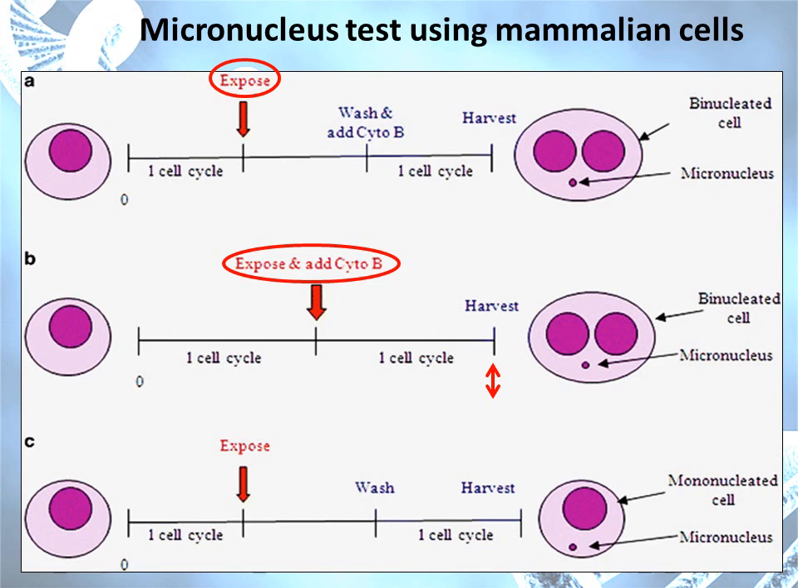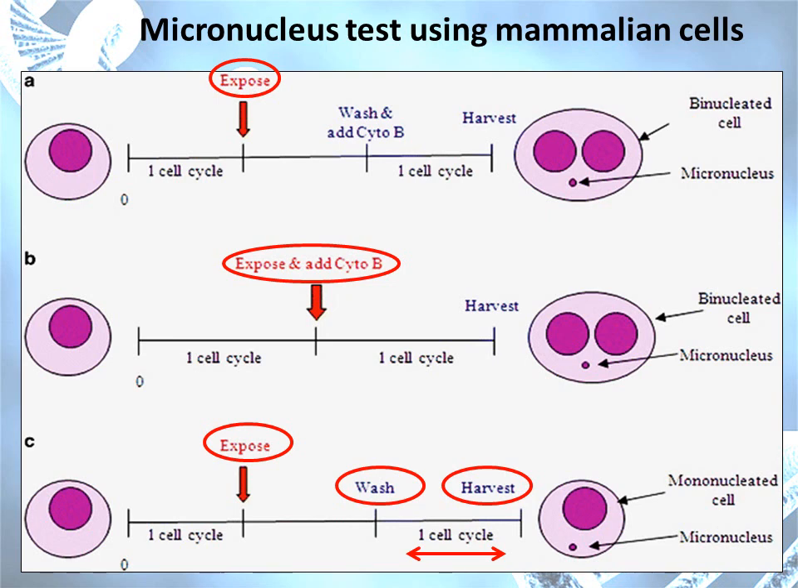Part C here just depicts the effects of a chemical without the presence of cytochalasin B. Here, after being divided for one cycle, cells are exposed to the tested chemical, and after one cycle of culture, cells will be washed to remove the remaining chemical without adding cytochalasin B. After one cycle, cells will be harvested, and at the end, rather than finding binucleated cells, we will find just mononucleated cells with micronuclei. This is because we haven't added cytochalasin B, which blocks cytokinesis.